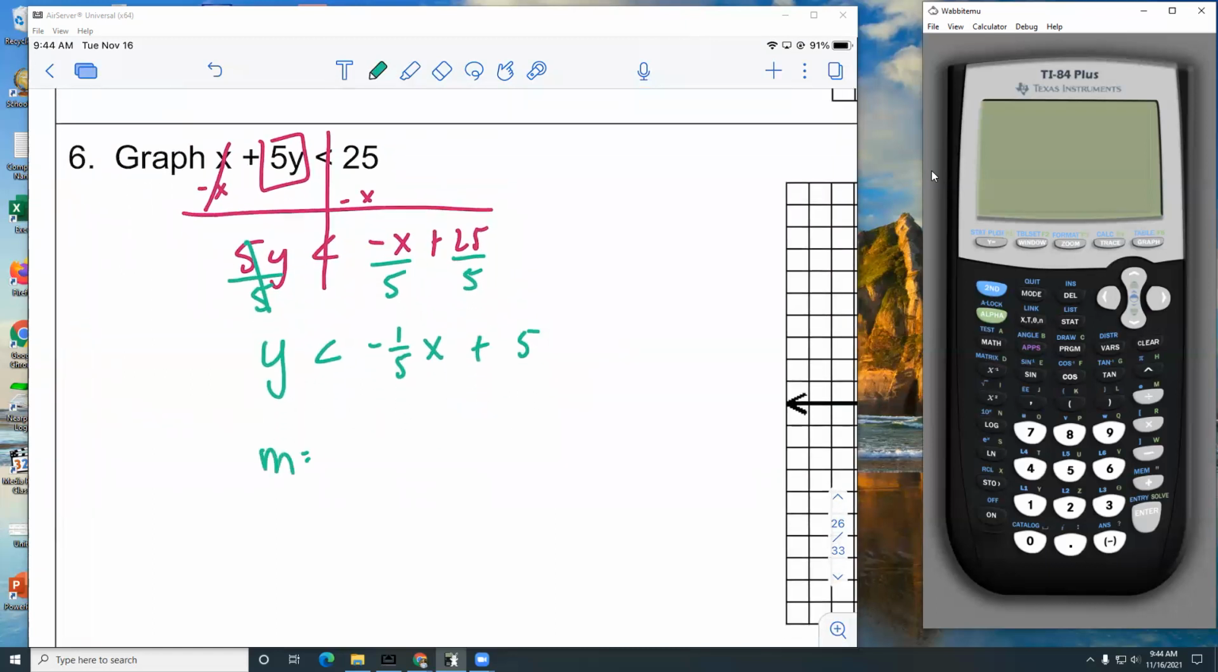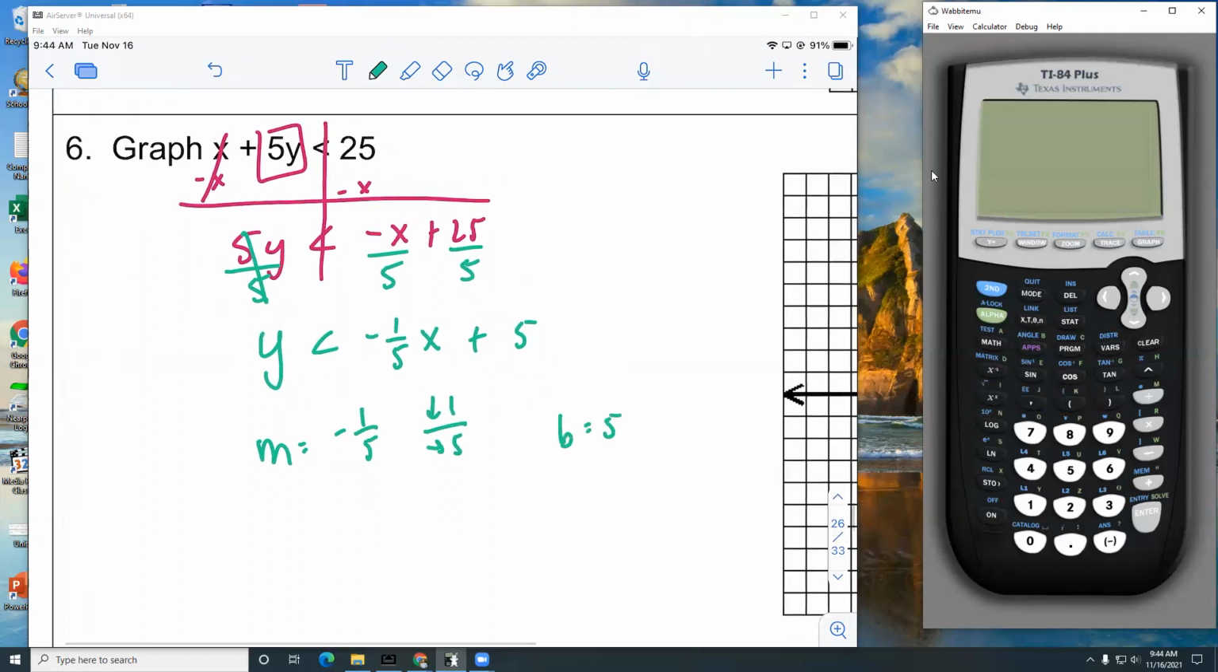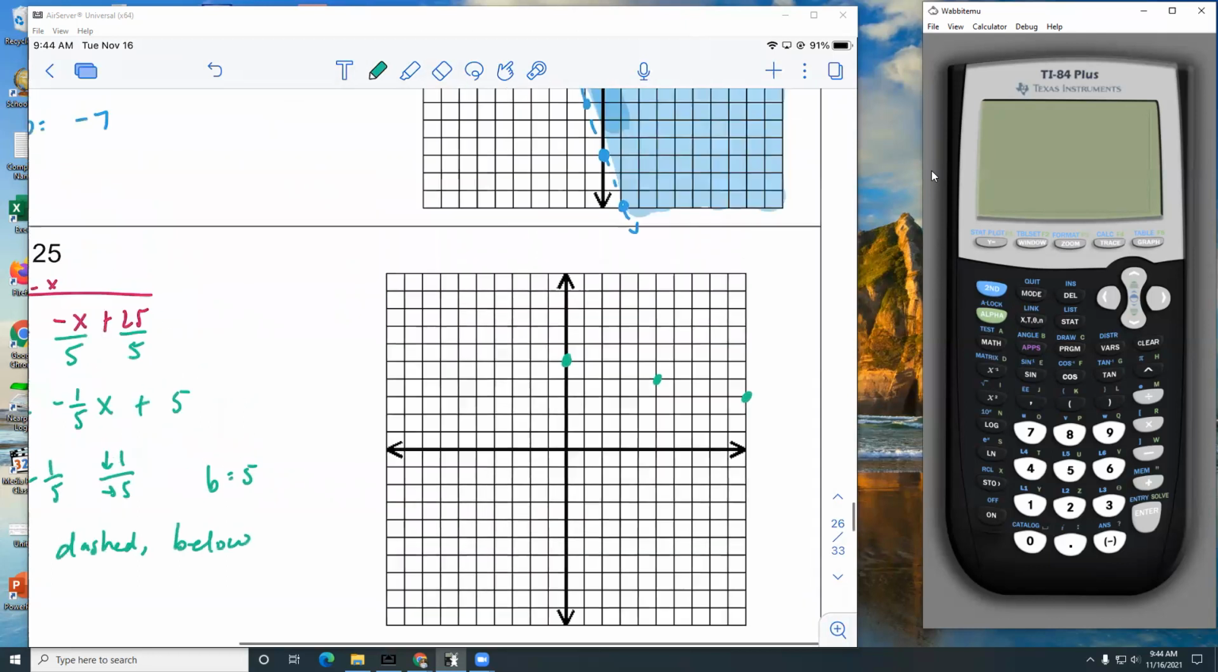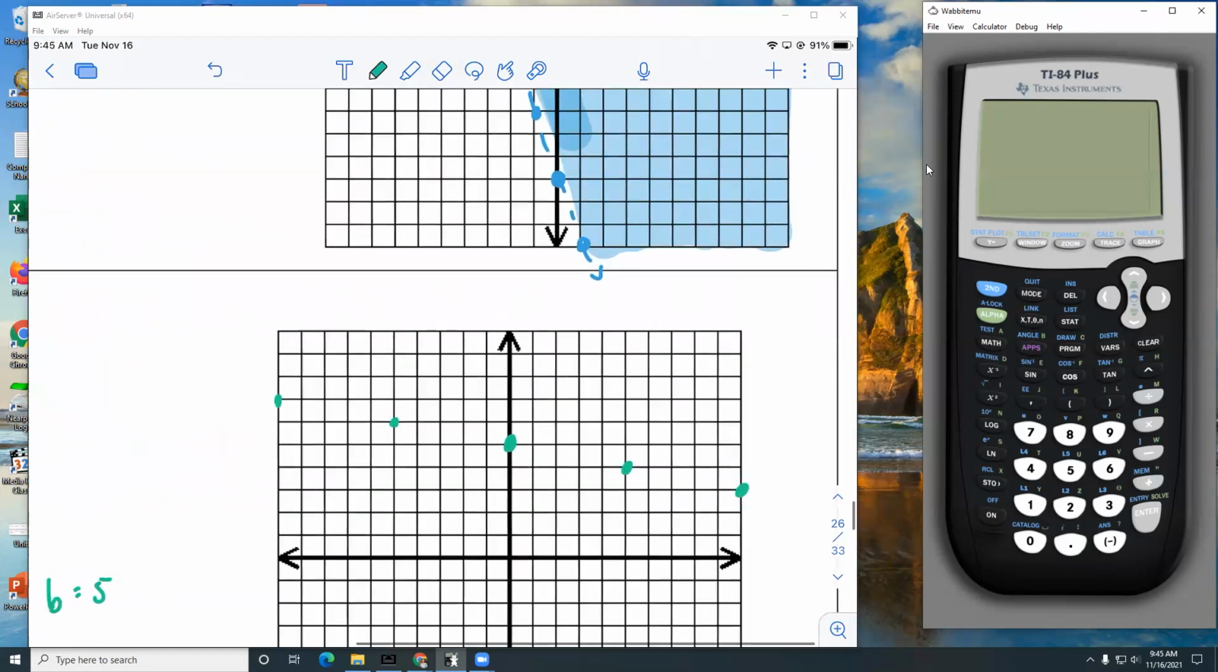My slope is negative 1 over 5. So I'm going to go down 1, right 5 each time. My y-intercept is going to be at 5. My inequality sign is less than, so it's going to be dashed, and I will shade below. So start at 5. 1, 2, 3, 4, 5. Go down 1, right 5. Down 1, right 5. Start back up at the top. Go up 1, left 5. Up 1, left 5.